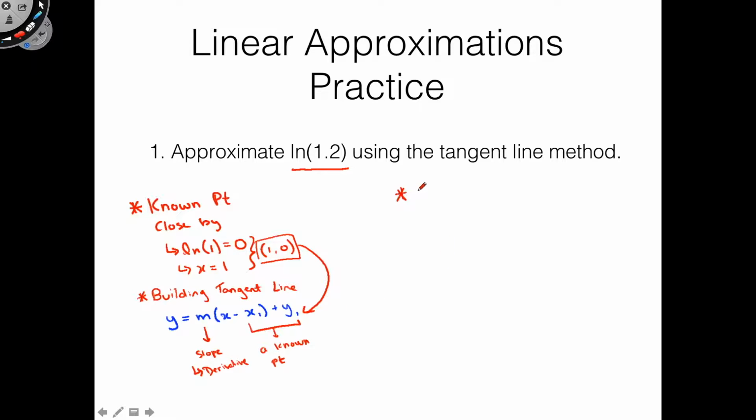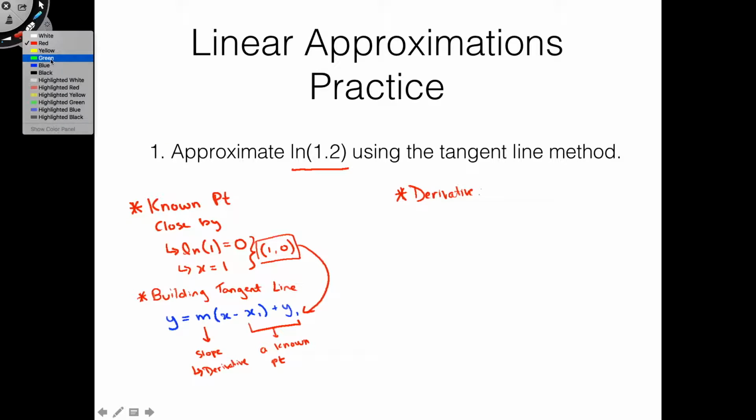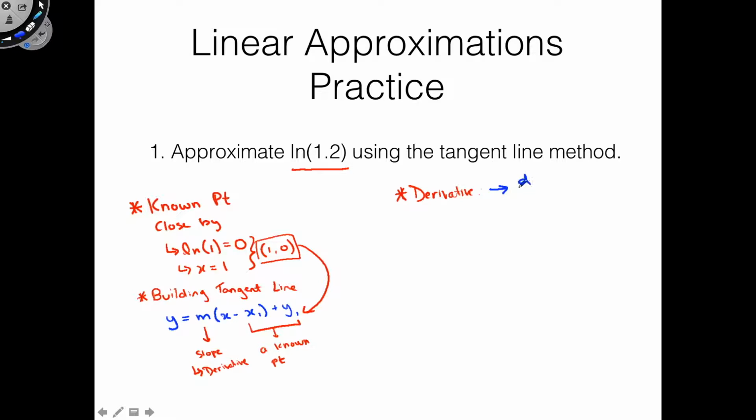So let's go ahead and do that. Sorry for my sloppy handwriting, but hopefully you can see what that means. We need to take the derivative of the natural log of x evaluated at x equals 1. Why at x equals 1? Because we're trying to find the slope of the tangent line at the point x equals 1, our known value close to x equals 1.2.